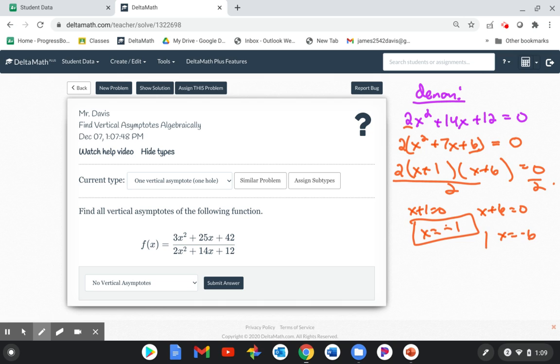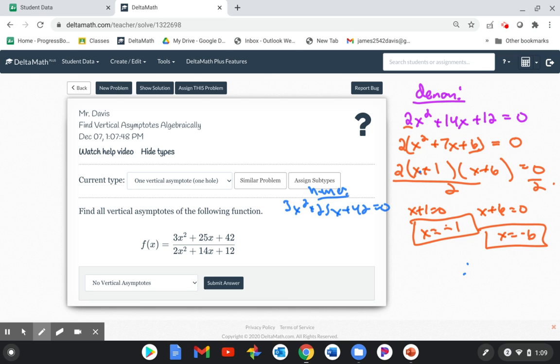One could be a vertical asymptote. One could be a hole. They could both be vertical asymptotes. They could both be holes. We've got to figure the rest out. So in order to do that, we need to figure out the top there. So we need to factor 3x squared plus 25x plus 42 equals 0. That's for our numerator. See if those overlap at all.